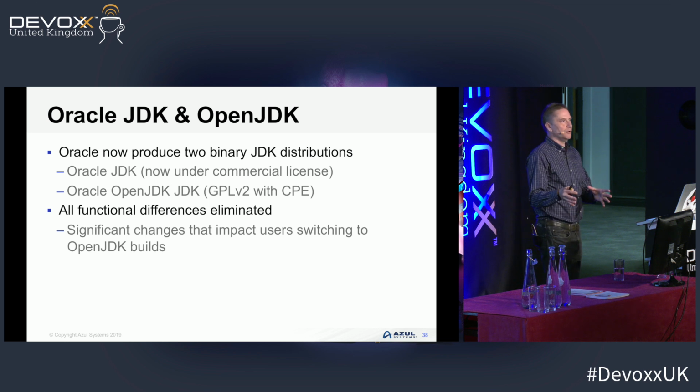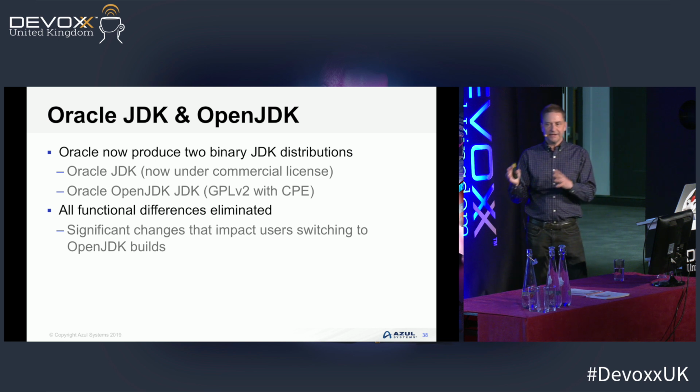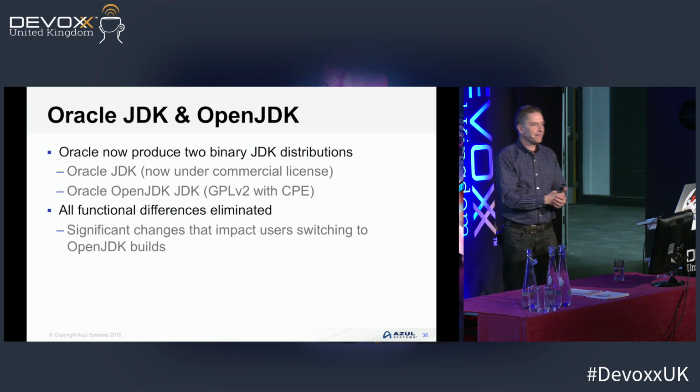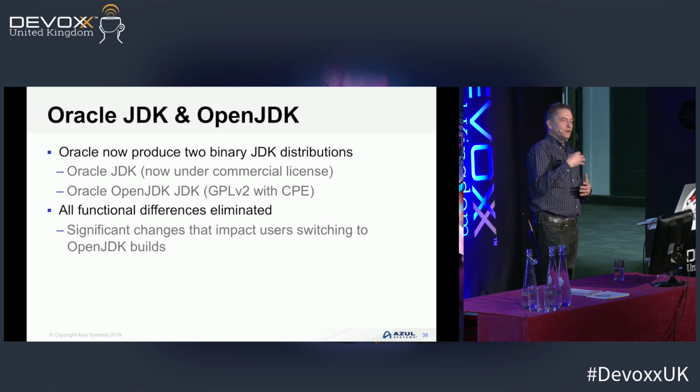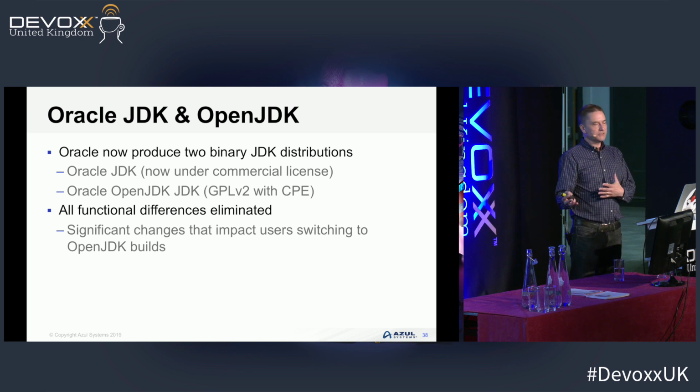OpenJDK is the source code for the reference implementation of the Java SE standard. And in the past, the way things have worked is that the Oracle JDK uses OpenJDK, builds it all, and then they added a number of extra things onto that to create the Oracle JDK. Oracle decided that they were going to create 2 binaries. And the reason for this is to do with the way that they license them as well.